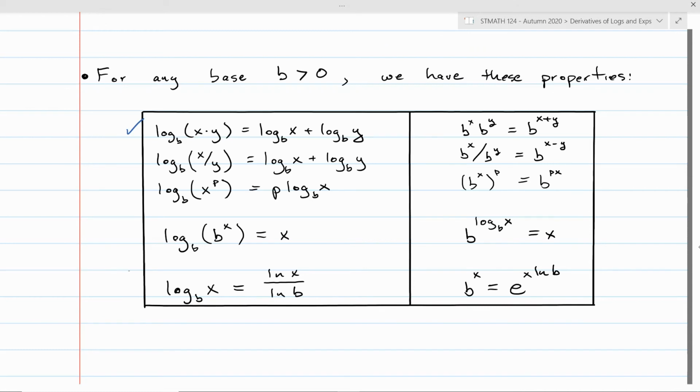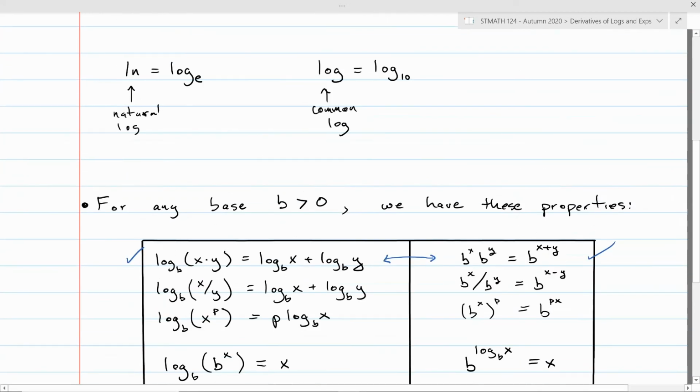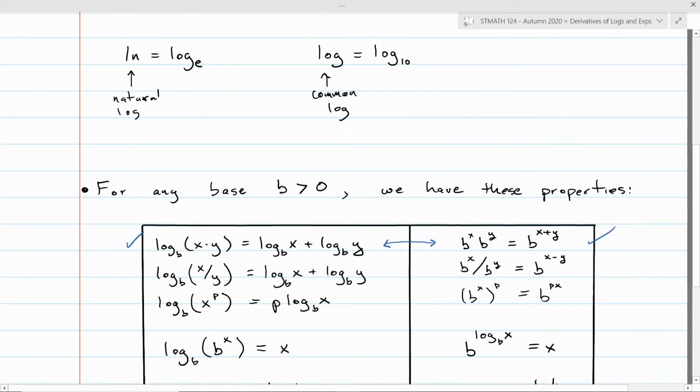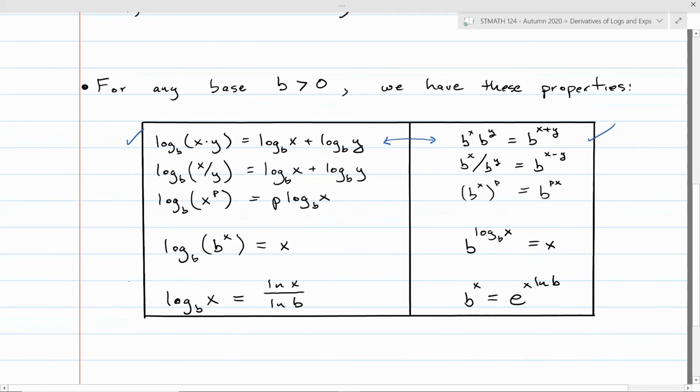And that property just corresponds to the sum of exponents rule. b to the x times b to the y equals b to the x plus y. In fact, these are really the same rule, just expressed in two different forms. One's expressed in exponential form, the other one's expressed in logarithm form. It all comes down to this equivalence that we have right here. Through that equivalence, you get the equivalence of the right-hand column and the left-hand column in this table.